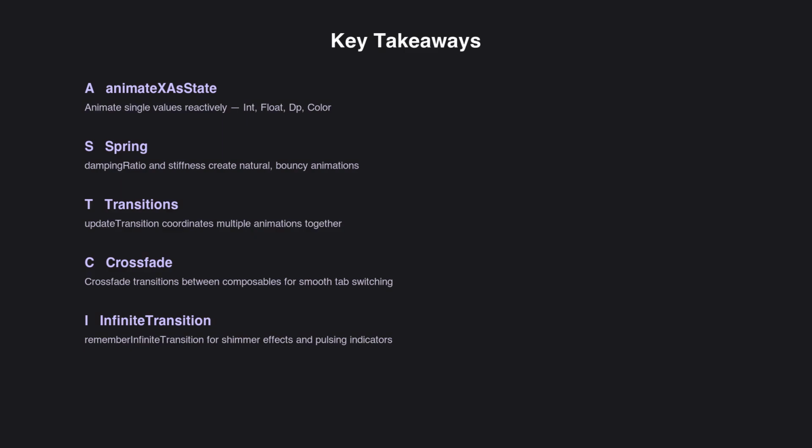Transitions. updateTransition coordinates multiple animations. AnimatedVisibility handles enter and exit effects. Crossfade. Crossfade transitions between composables. Great for tab switching with smooth content changes. Infinite transition. Remember, infinite transition runs continuous animations like shimmer effects and pulsing indicators.